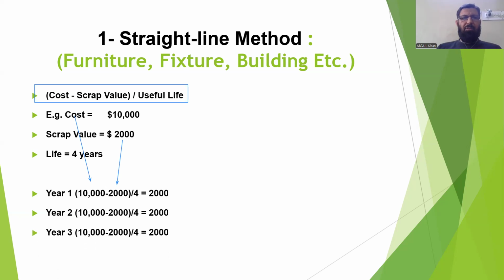Now come to year three. Year three also you do the same thing: cost minus scrap value divided by life, that is 2,000. And year four you will do the same way. I hope there's no problem. You have understood. If you have any question, you may ask me. Okay, now this is the straight line method. If you go to another method, let me.